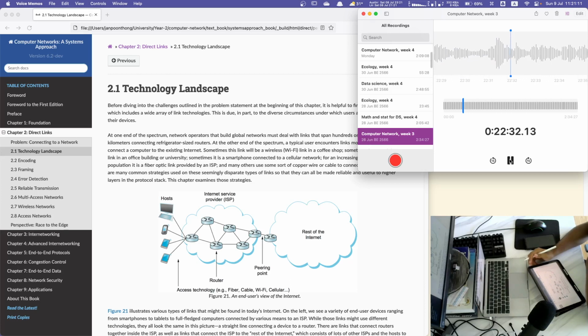For cable access, you can see either fiber cable, Wi-Fi or cellular. Depending on your home, mostly you have a Wi-Fi connection, and you can also have a cable connection. Next, Figure 2.1 shows a variety of end-user devices ranging from smartphones to tablets to computers connected by various means to an ISP.